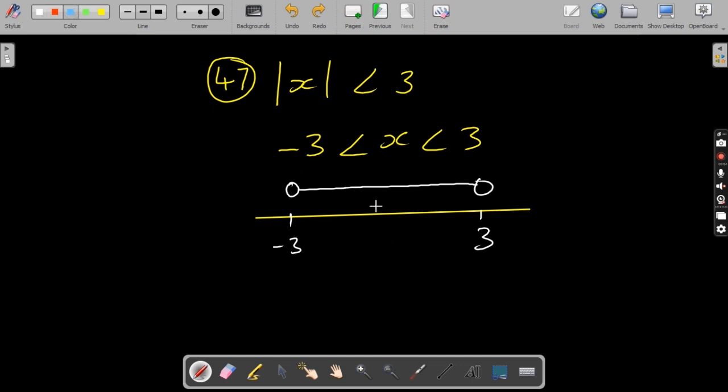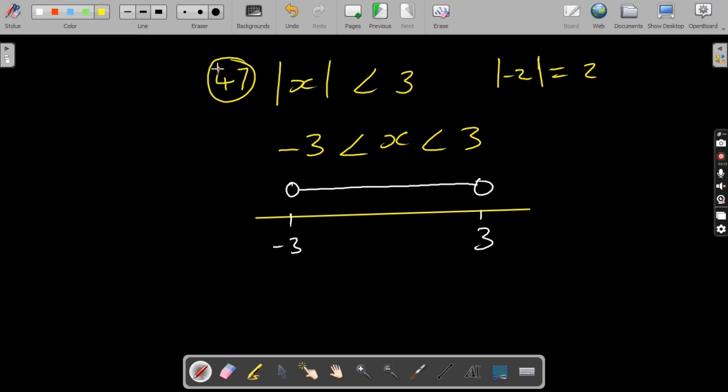Let's pick a number in here. Let's say 0. The absolute value of 0 is 0, and it is indeed less than 3. And if you substitute another number which is between here, let's say -2, the absolute value is 2, and 2 is less than 3. That is what that means.